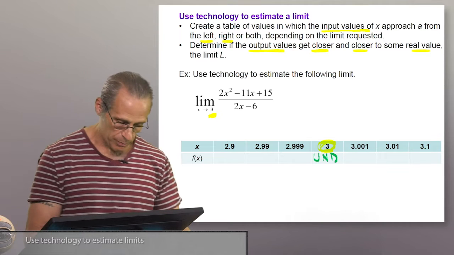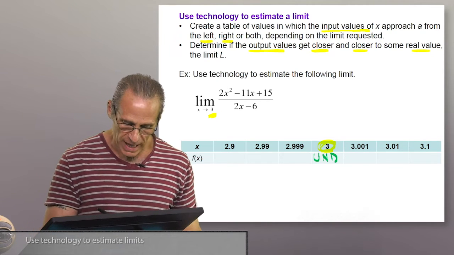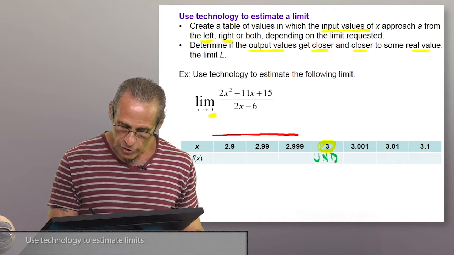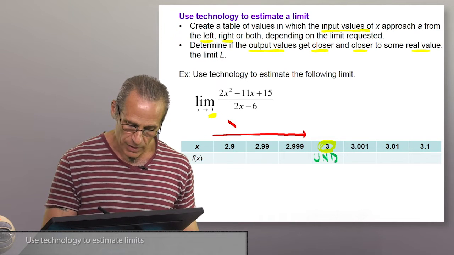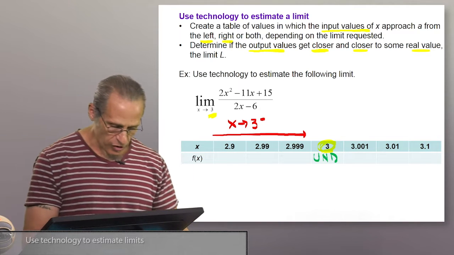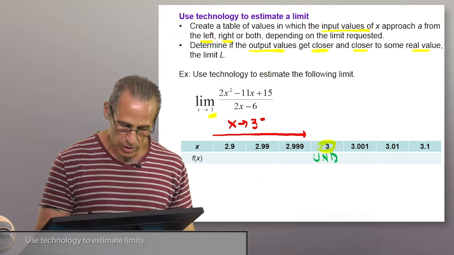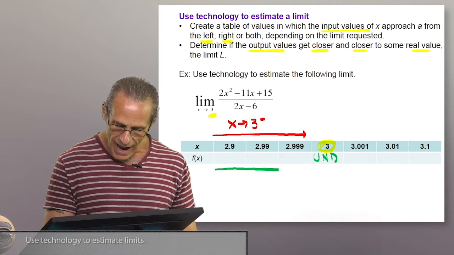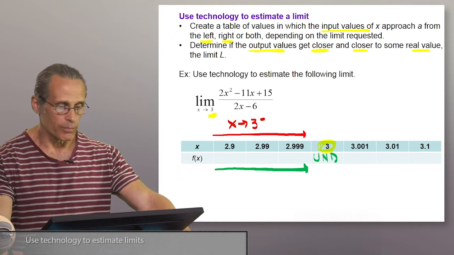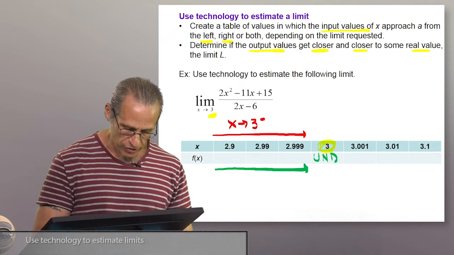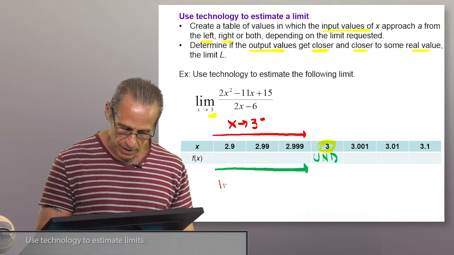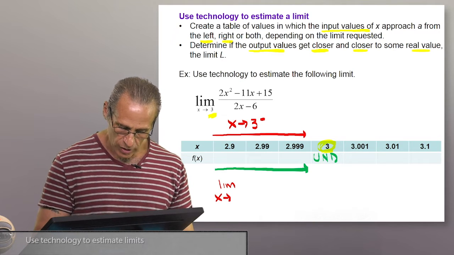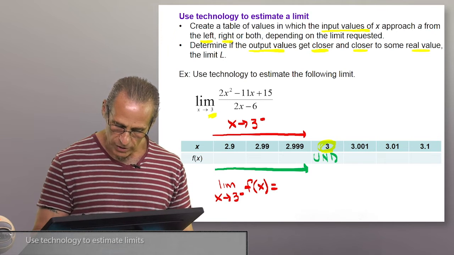Let's start from the left. As x approaches 3 from the left, I'm going to put in values that are smaller than 3, but nearing 3. So this is where we're approaching 3 from the left. And we're asking ourselves a very basic question, which is, do the corresponding outputs approach a value? And if they do, what I would do is I would write the limit as x approaches 3 from the left of this function is equal to that value.